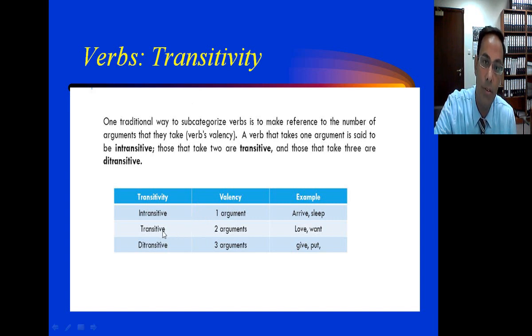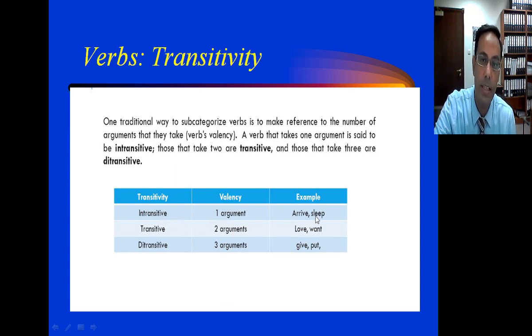If it is transitive, we have two arguments: the one before the verb and the other after the verb, subject and object. Ditransitive, we have three arguments: one before the verb and two after the verb. Let's see one by one.